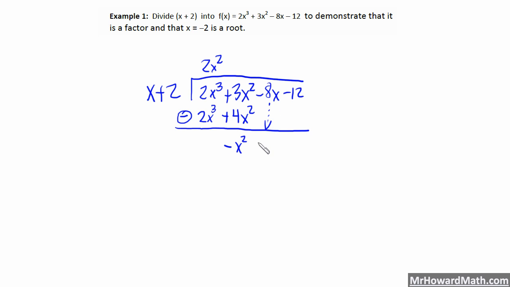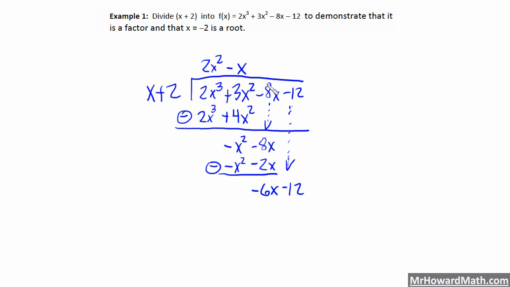Then we bring down this negative 8x here. Now, what times x gives us negative x squared? Well, that's a negative x. So negative x times x, negative x squared. That's what we wanted, so these cancel. Negative x times 2 is negative 2x. So we have negative 8x minus negative 2x. That's going to give us a negative 6x. Remember, we're doing the opposite of this sign here, because of this minus here. So we end up adding 2x to negative 8x to give us the negative 6x. Then we're going to bring down this negative 12 right here.